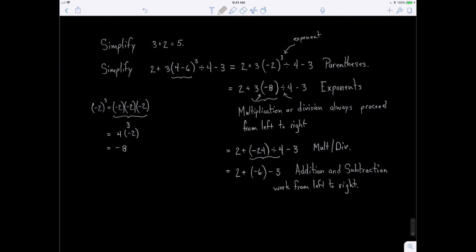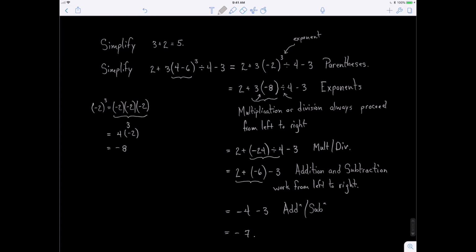So if we do that, going from left to right, we have the 2 plus the negative 6. So that's going to give me a negative 4 minus 3. And so we're working again, we still have addition and subtraction. So now I have a negative 4 minus 3, and I have a negative 7. And that is how we simplify this problem.